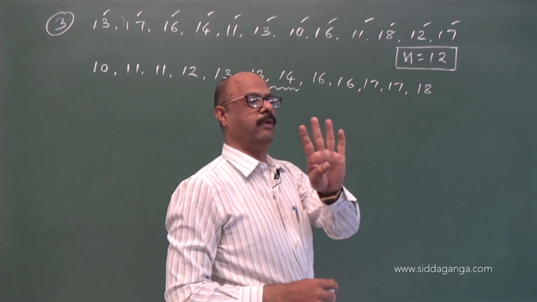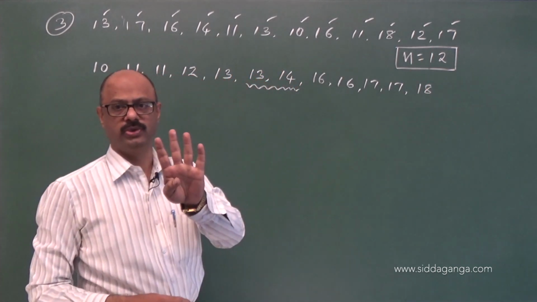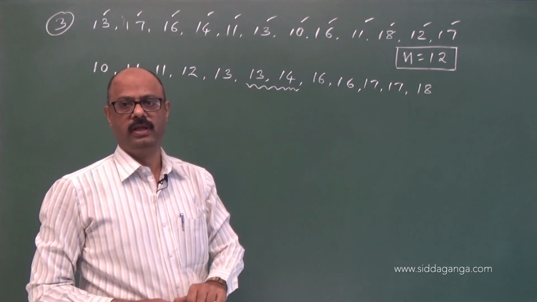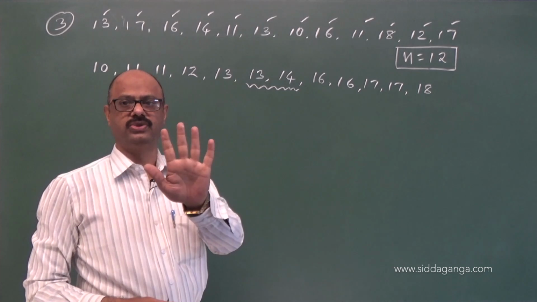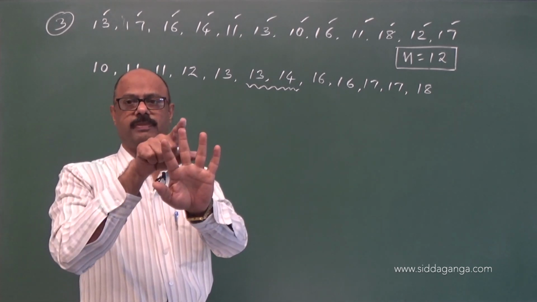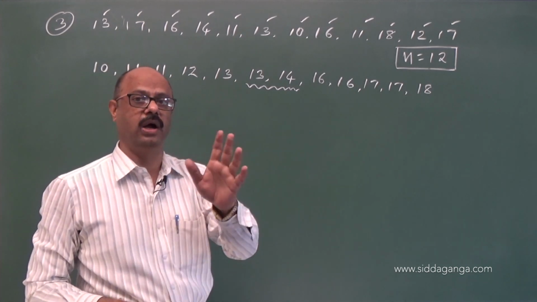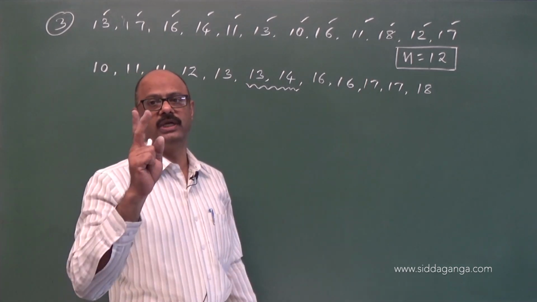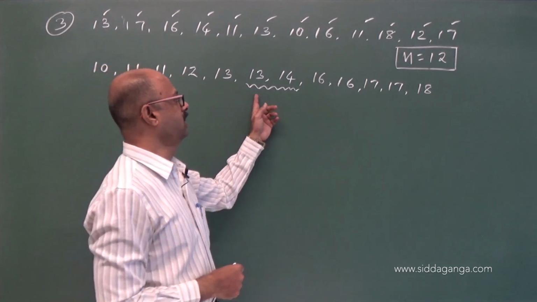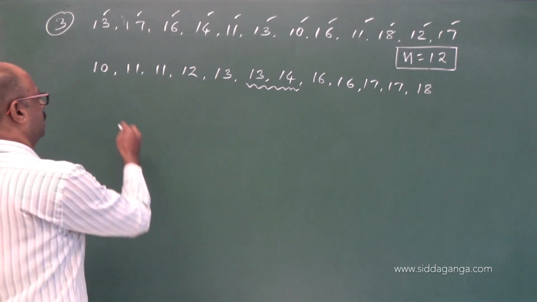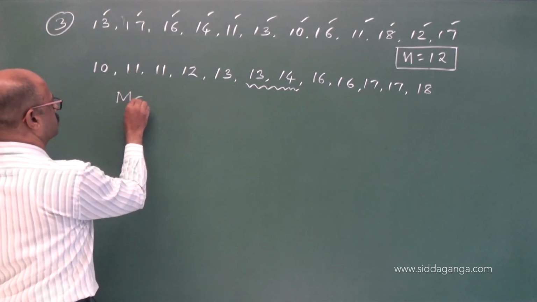Means when 4 students are sitting, the middle ones are the second one and the third one. Similarly, if there are 5 students sitting on the same bench, the third person is the middle person. So if n is odd, you will get a single middle term. If n is even, you will get 2 middle terms. So finding the middle terms here, they are 13 and 14.